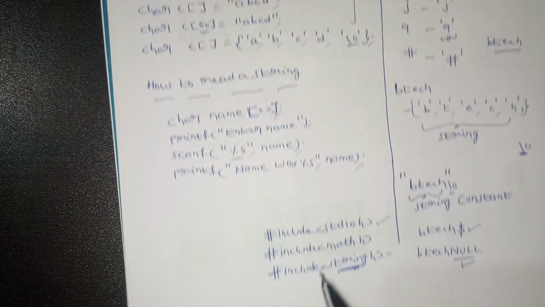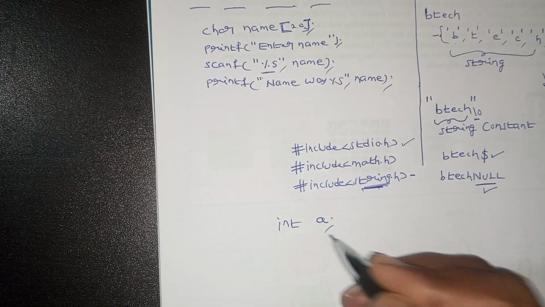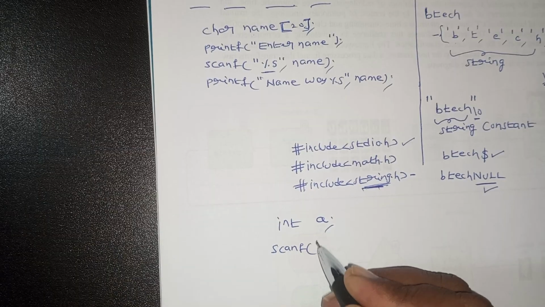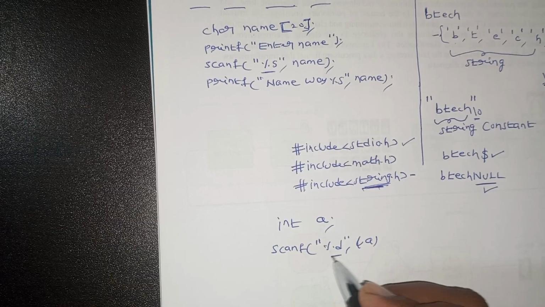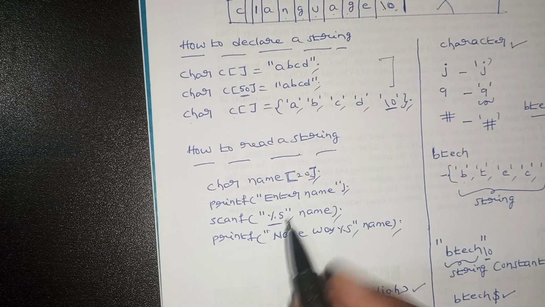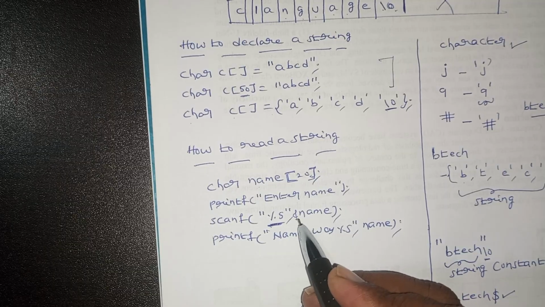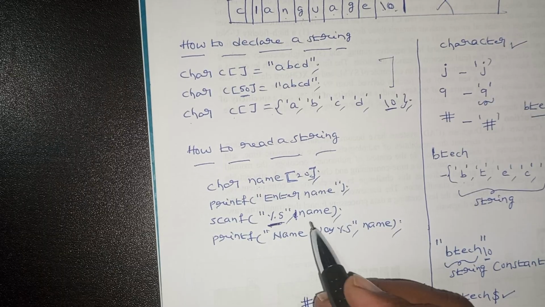For example, if I have int a, and I'm going to take an input value with scanf, what format specifier am I going to use? %d and &a. It means it is a decimal value, nothing but an integer value, and I am going to store it at the address of a. Similarly, coming to the string, I am going to use %s. Here you may specify the ampersand or not, it is accepted. %s means I am going to take a string into name.